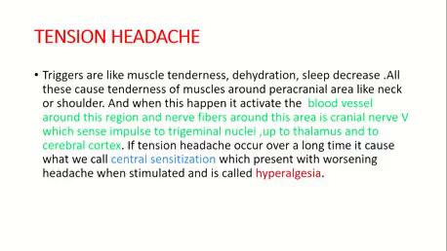Let's proceed. Let's see tension headache, which is the commonest type of headache. Tension headache is the most common, followed by migraine, and then the last one is cluster headache. What we need to know is that triggers are things like muscle tenderness, dehydration, and decreased or lack of sleep. These are the things that trigger tension headache. All these cause tenderness of the muscles in the pericranial region, like the neck and shoulder.